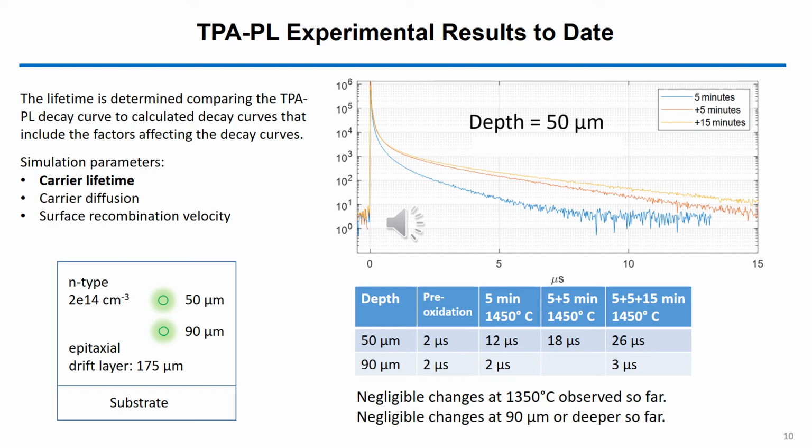In the chart, you can see that at 50 microns and at 1450 degrees C oxidation, there is a steady rise of the lifetime. However, if you go to 90 microns, we have not seen any increase yet. And if you look at the 1350 degree data, we also have seen no changes for any of the times.